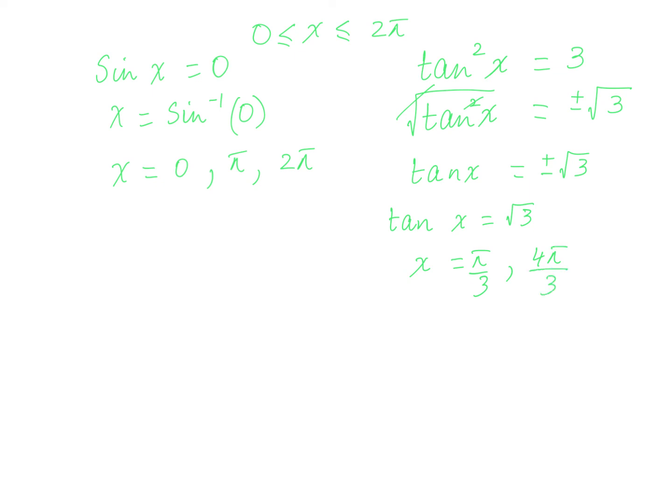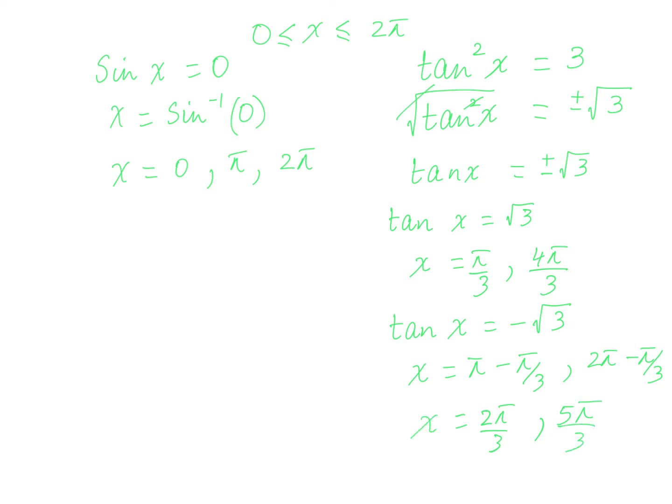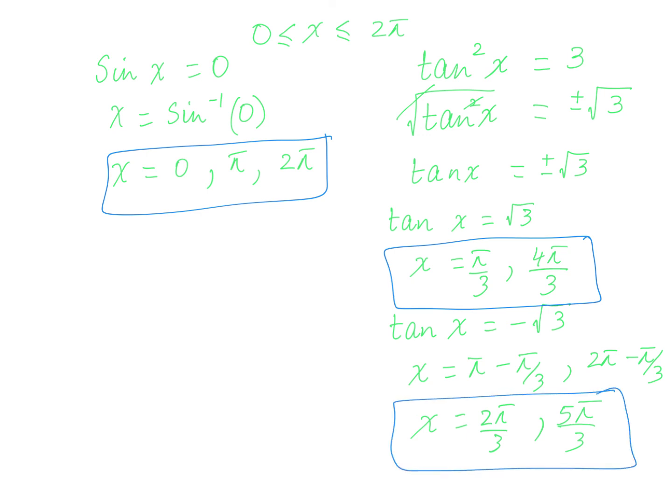And then I can consider the negative aspect of the square root, and I would get tan x is equal to negative square root of 3. So my two solutions would be pi minus pi over 3 and 2 pi minus pi over 3. I can simplify these: the first angle would be 2 pi over 3, and the second one would be 5 pi over 3. So my complete set of solutions would be all of these, and it depends on the range.